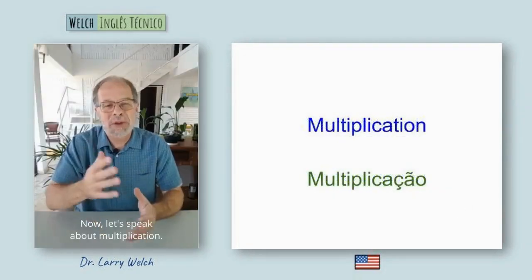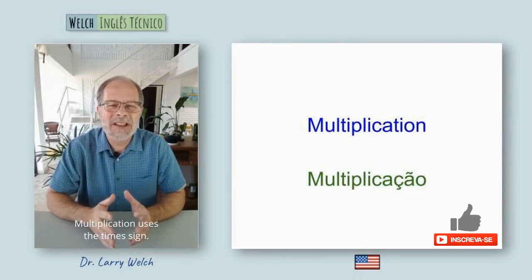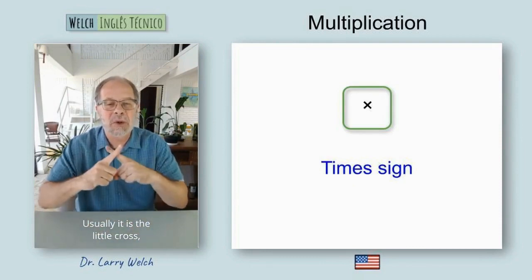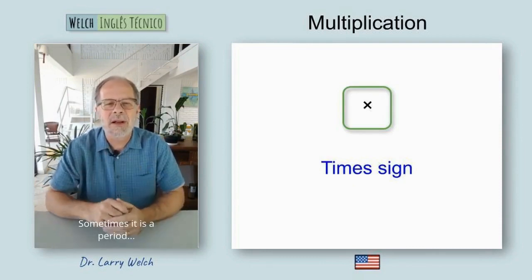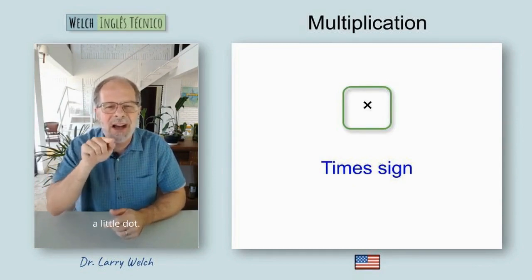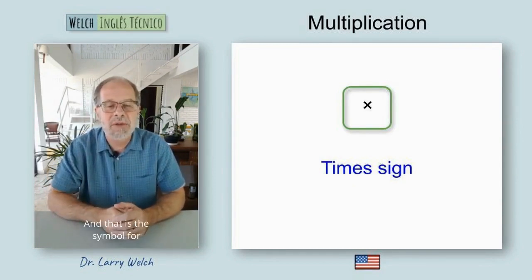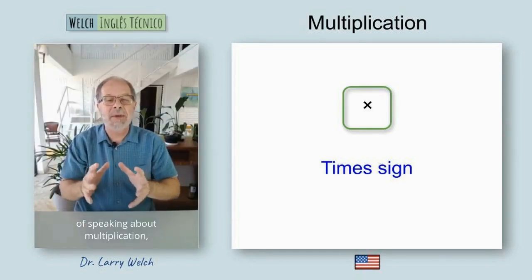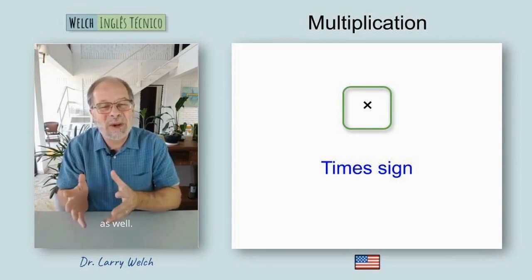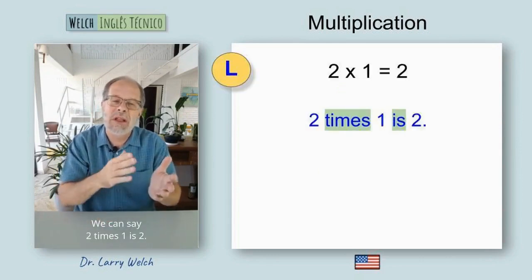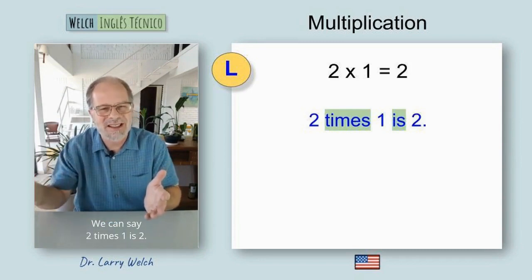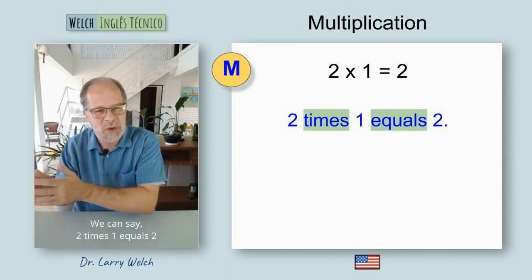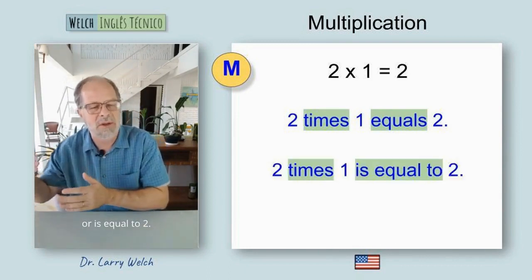Now let's speak about multiplication. Multiplication uses the times sign. Usually it is the little cross or little X. Sometimes it is a period, a little dot. And that is the symbol for multiplication. Of course, there are many ways of speaking about multiplication as well. We can say 2 times 1 is 2. We can say 2 times 1 equals 2 or is equal to 2.